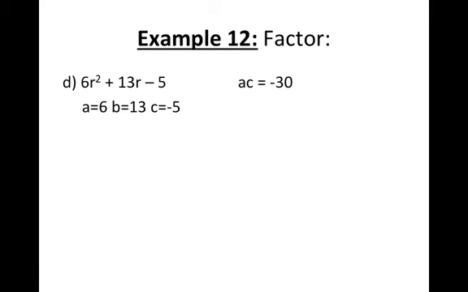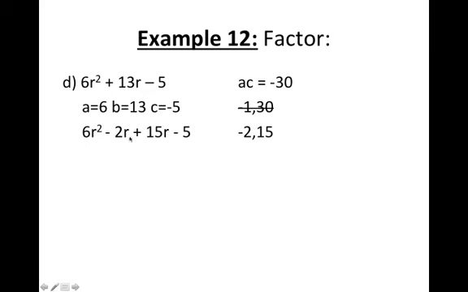Now, if I'd had minus 13 here, what I would have done in this case is then just switch the signs. Because if I had minus 13 here, I would need positive 2, negative 15. But it's nice. It is plus 13, so I'm going to just replace plus 13r with minus 2r plus 15r.